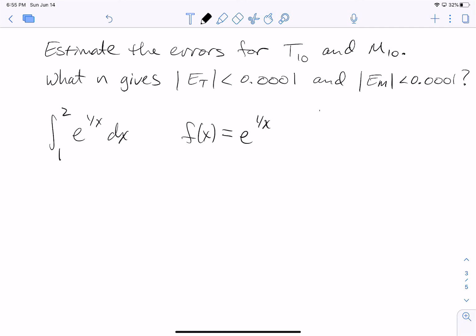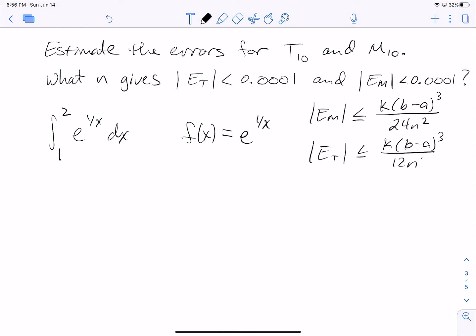And as a refresher, E sub M in absolute value is less than or equal to K times the quantity of b minus a cubed over 24n squared. And the absolute value of E sub T is less than or equal to K times the quantity of b minus a cubed over 12n squared. Now I'm sure you have a handle on b minus a and n, right? And in this case, n is 10. So there it is. Right now, we need to focus on finding K.